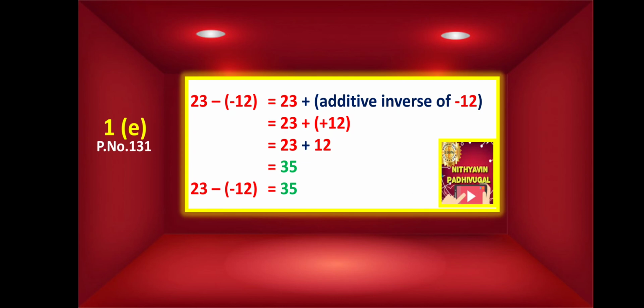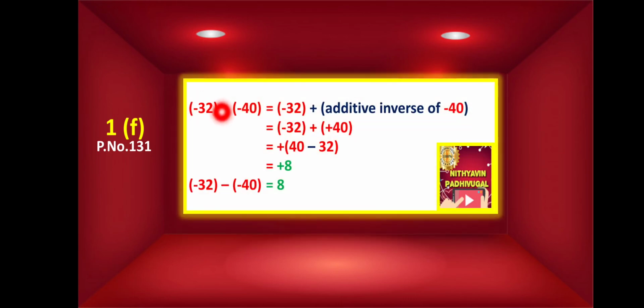23 minus minus 12 is equal to, here minus 12 is to be subtracted from 23. So add the additive inverse of minus 12 with 23, which is equal to 23 plus additive inverse of minus 12, that is plus 12, because plus 12 plus minus 12 is equal to 0. So the additive inverse of minus 12 is plus 12, which gives 23 plus 12. So 35 is the answer.